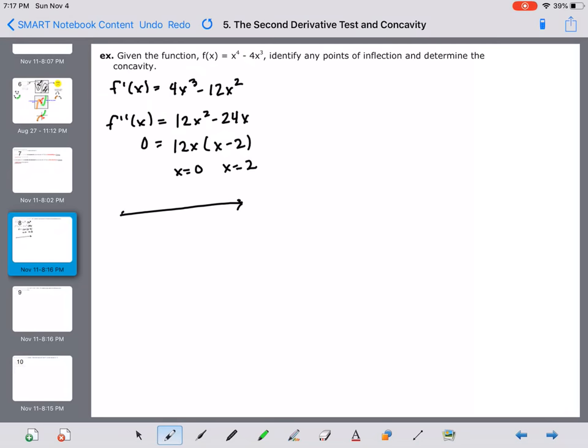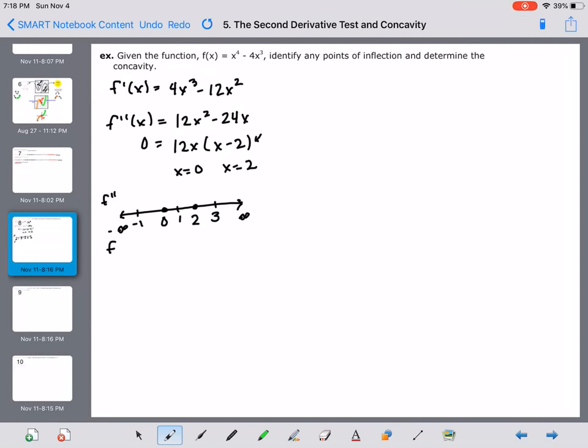So we're going to use a number line just like we did with maxes and mins, increasing and decreasing. Of course, our number lines start at negative infinity and go to positive infinity. For this particular characteristic, we're going to use our second derivative to determine what's going on with f. So I'm going to put my values. These are points, so I'm going to use points on my number line, 0 and 2. And then for test values, I'm going to go with negative 1, 1, and 3. We're going to plug them into our second derivative to determine the sign.